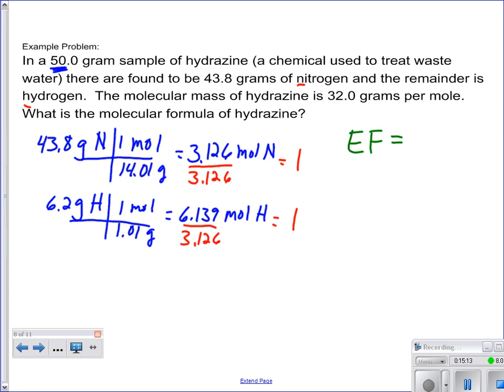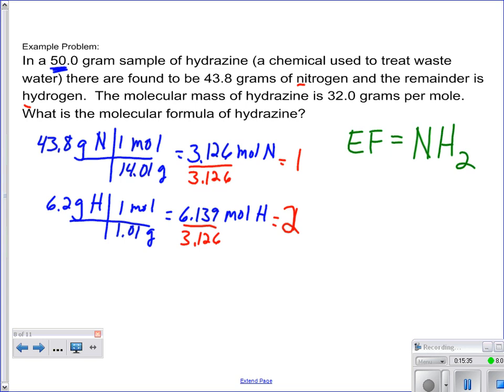Oh yeah, it's that tough math. Okay, thank you, everybody, for correcting me here. So what we've got is our empirical formula is NH2 on that one. Okay, so we got that.